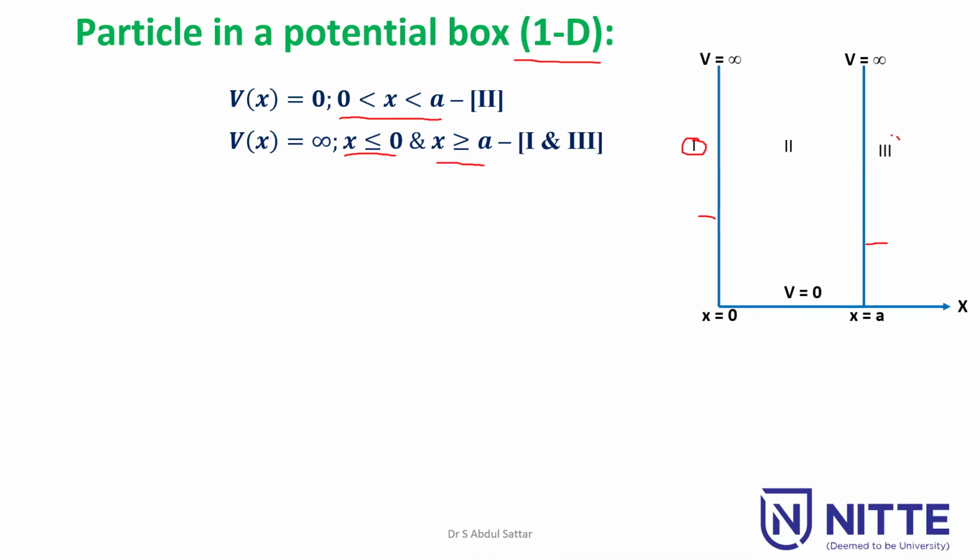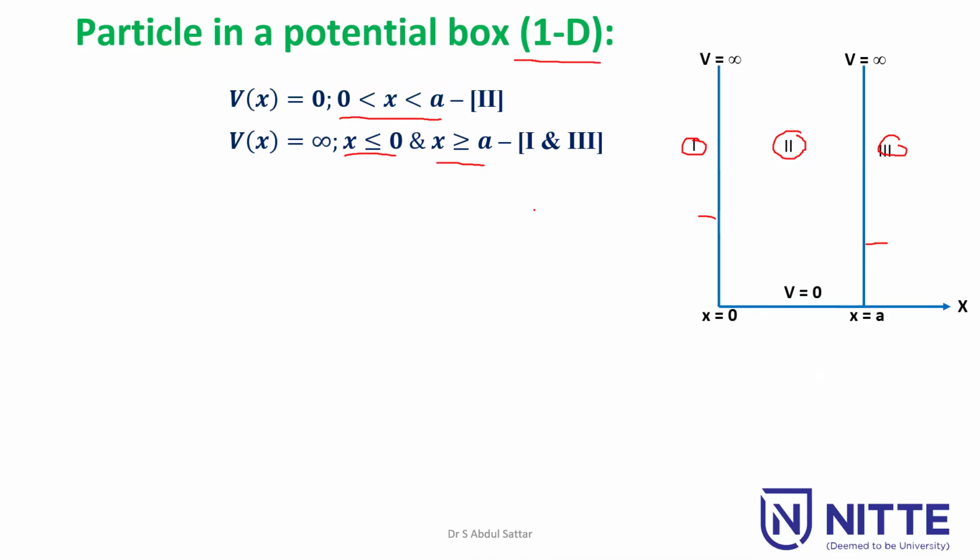The same thing happens with region 3 also. Here also the potential is infinity. There is no chance to get the particle here. So the particle can exist in the region 0 to a only. That is region 2. So we have to write the Schrodinger wave equation for the particle which is moving freely in this region, x equal to 0 to x equal to a. By solving this equation, you will get the wave function.